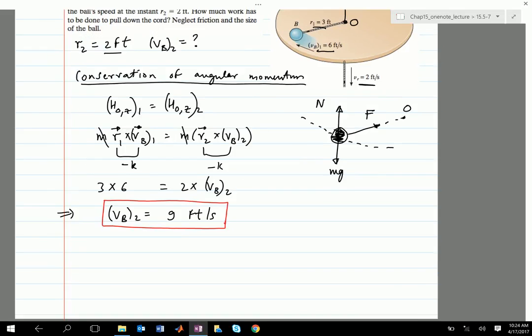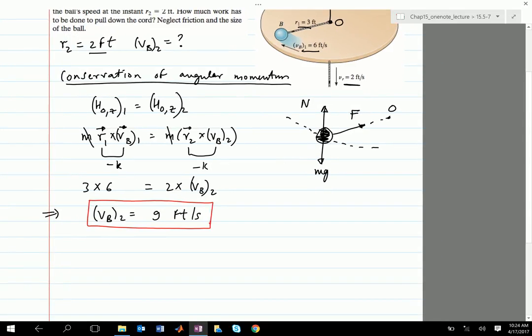Okay, so that's the velocity in the tangential direction, but the actual velocity of the ball is the sum of two things. One is the velocity in the tangential direction, and it's also the velocity in the radial direction, because the string is pulled down with a velocity of 2 feet per second.